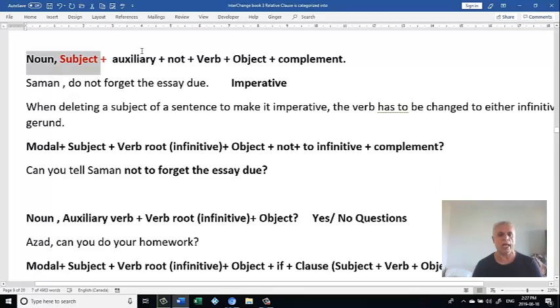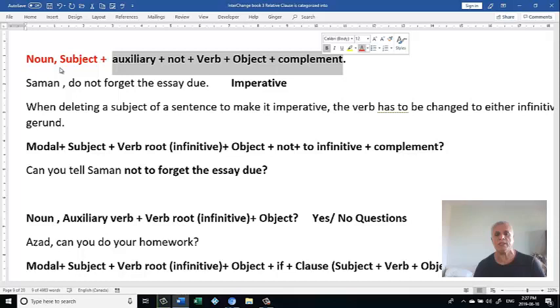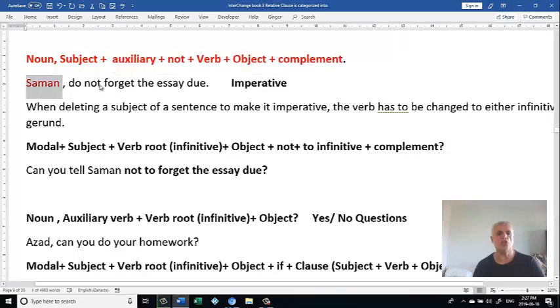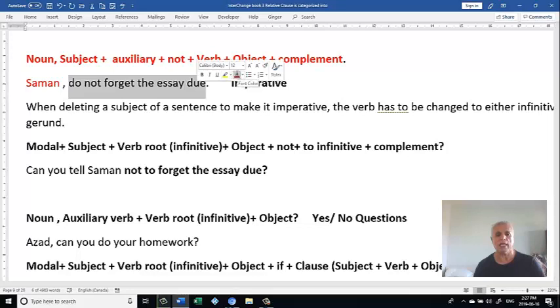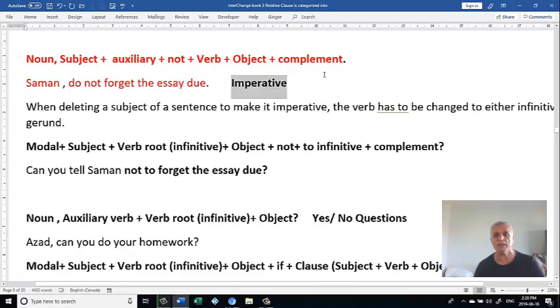We have noun as the subject. Then we have auxiliary verb. Then we have here not. Verb, which is going to be the root of the verb. Object, then we have the complement. Saman, do not forget the essay due. Then we have imperative, because imperative means we have a sentence with not.